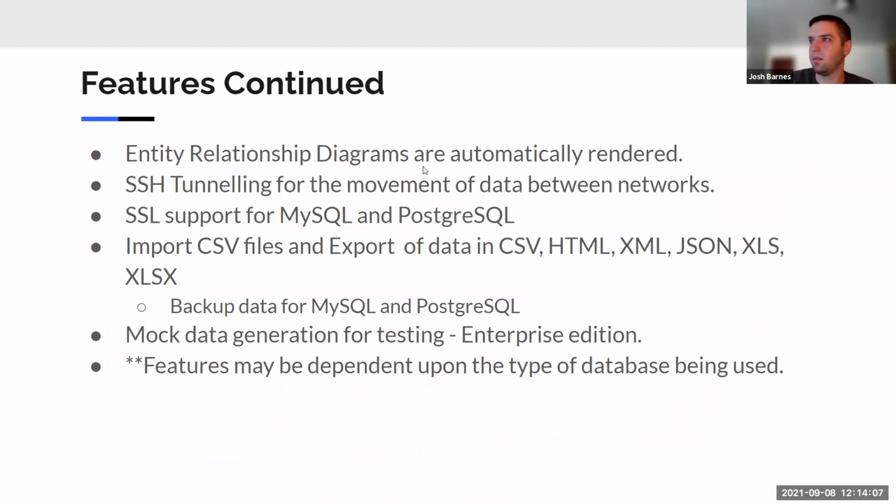The entity relationship diagrams are automatically generated when connected to a database. Obviously, Cassandra isn't relational, it's a non-relational database. This isn't really going to be helpful as there's no foreign keys pointing to various tables.